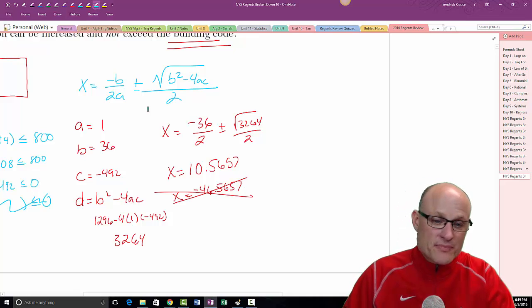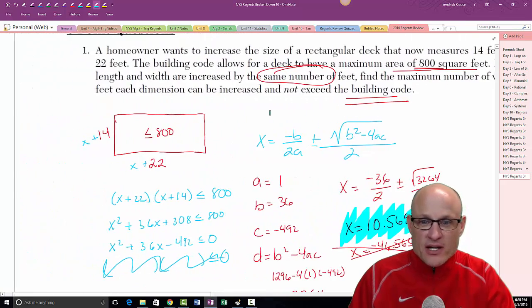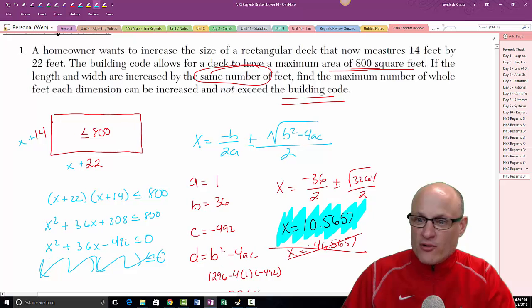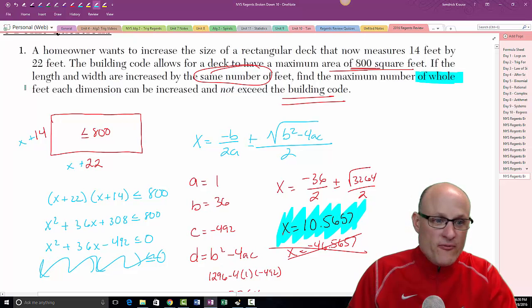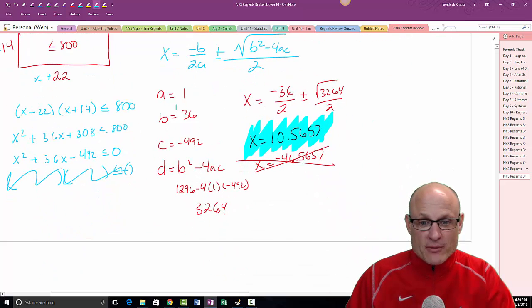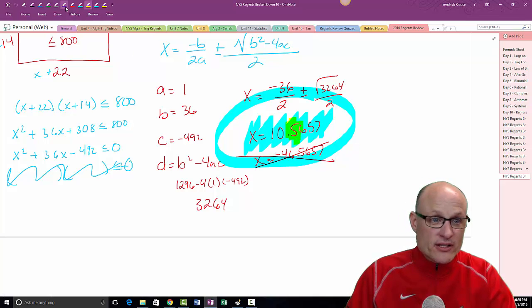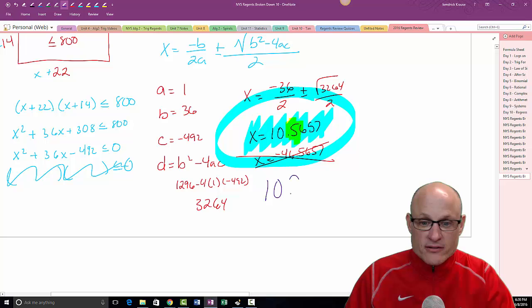Now here's the dilemma. What do I do with this? The question says, find the maximum number of whole feet that I can, so now they want you to round it. Here's the problem. If you round it up to 11, which you're inclined to do because of this right here, you'll be wrong. So the answer is 10 feet.